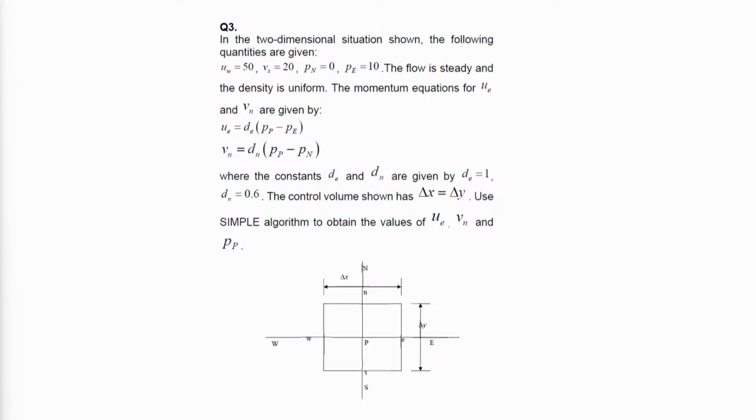Now this is a two dimensional problem. So in the two dimensional problem you are given UW, VS, PN, PE etc. Staggered grid means you are dealing with small letters for velocity and capital letters for pressure. So you are putting that and the control volume in this diagram, of course delta x and delta y are shown schematically different, but for your calculation you can take these as same. Use the SIMPLE algorithm to obtain whatever are not given, that is U small e, V small n and P at capital P. Other points the values are given.